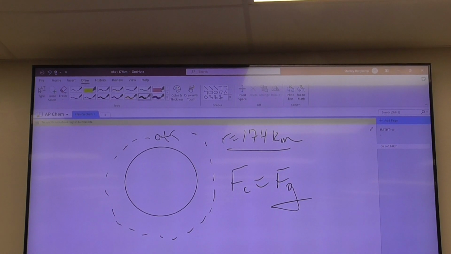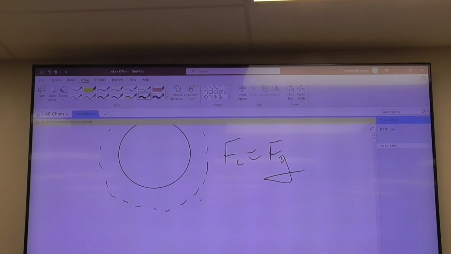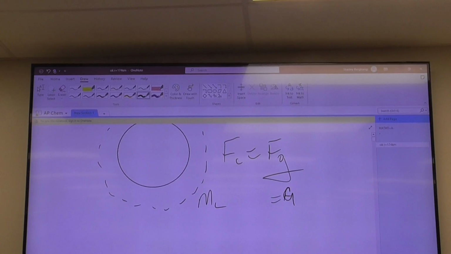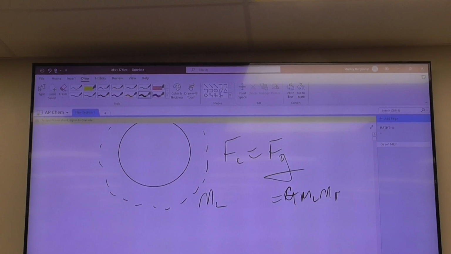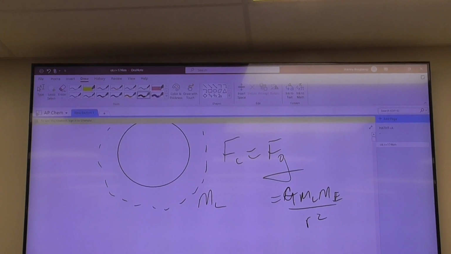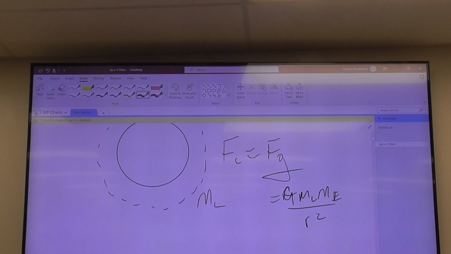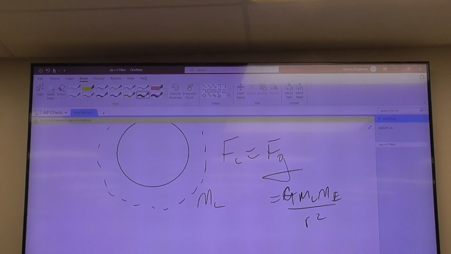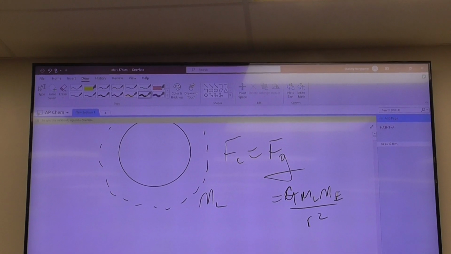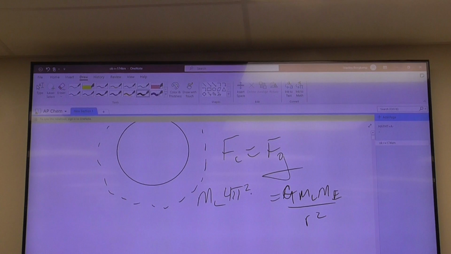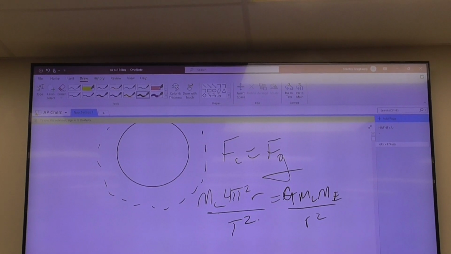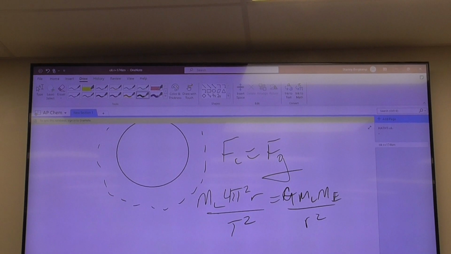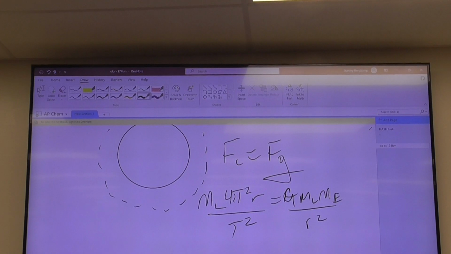So, we're going to start off with the idea that the mass of Luke times the centripetal acceleration is going to equal big G, mass of the Luke, mass of the Earth over r squared. Now, what's the way to calculate centripetal acceleration that involves radius and period? 4 pi squared r over t squared. Again, nothing personal, Luke. What are you going to do? I go by pi. You drop out of the equation.